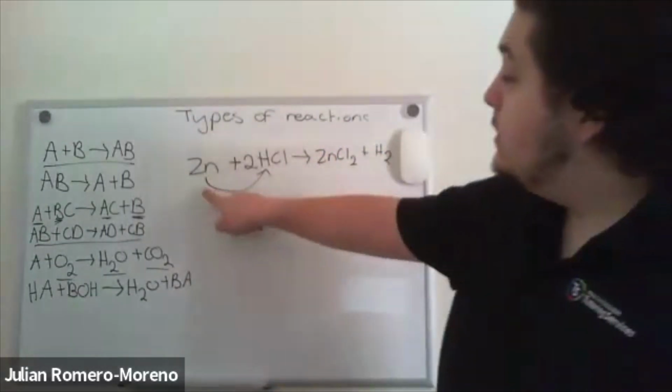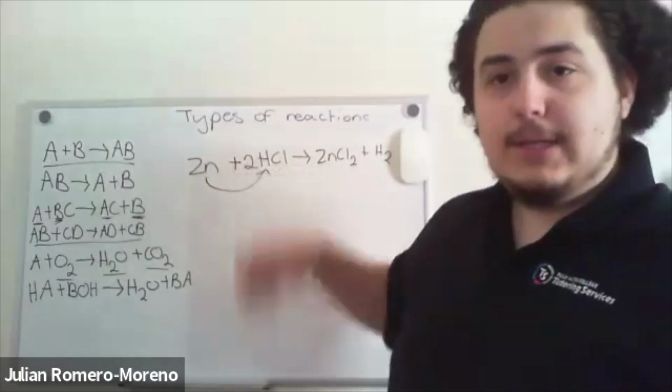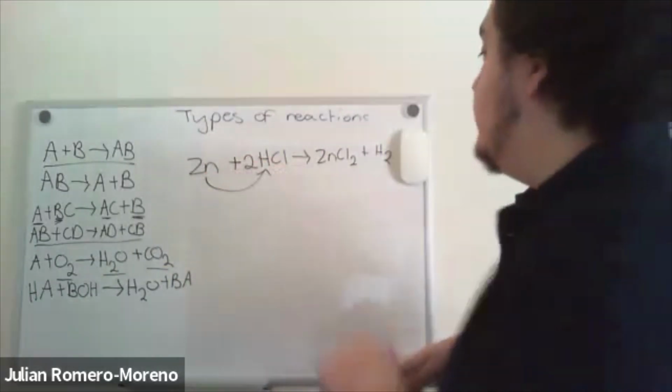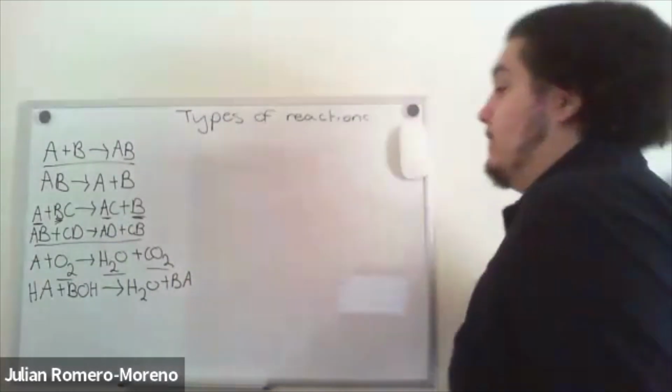The zinc substituted the hydrogen or replaced it, displaced it. So that's why we call it substitution and single displacement or single replacement.